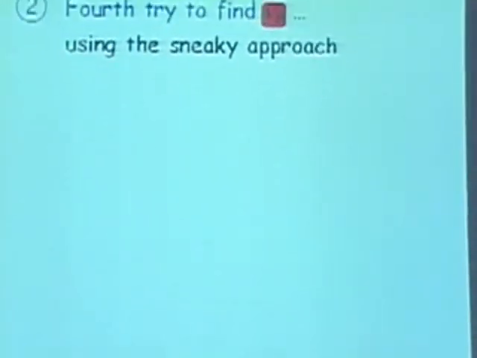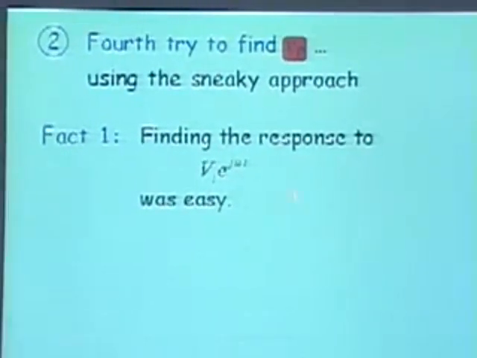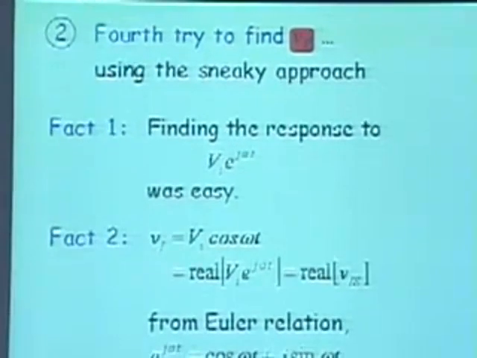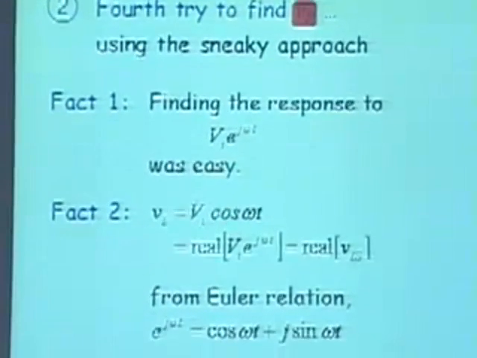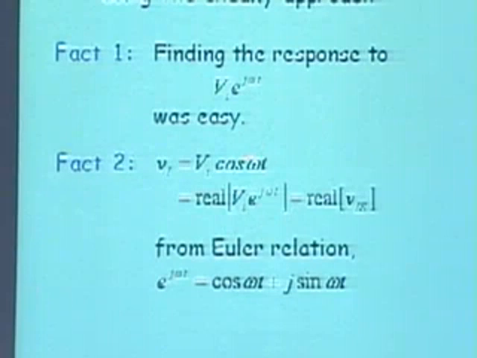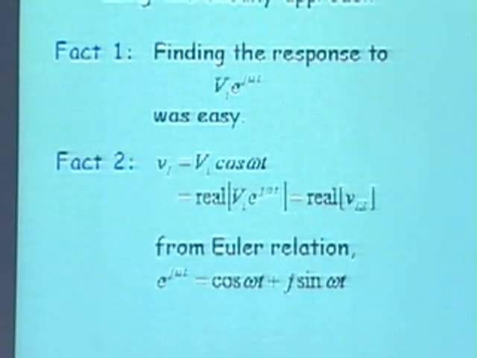Okay, so now let me draw the connection back to VP. The first fact was that finding the response to VI e to the j omega t was easy. Second was the following observation, that VI cosine omega t is simply the real part of VI e to the j omega t, from the Euler relation. So cosine omega t is simply the real part of this guy. A light bulb's beginning to go off.